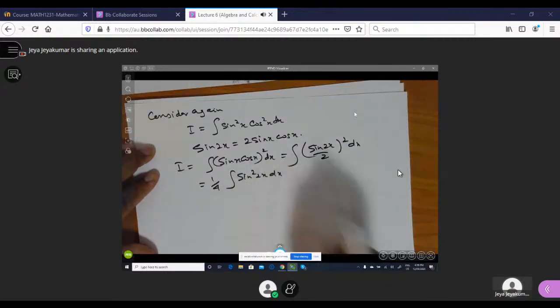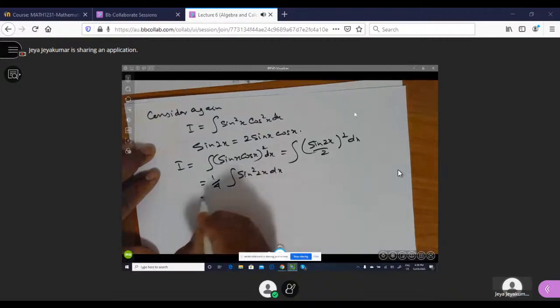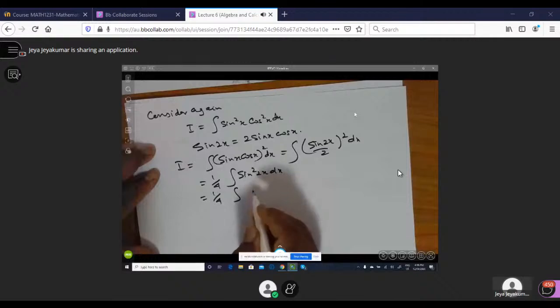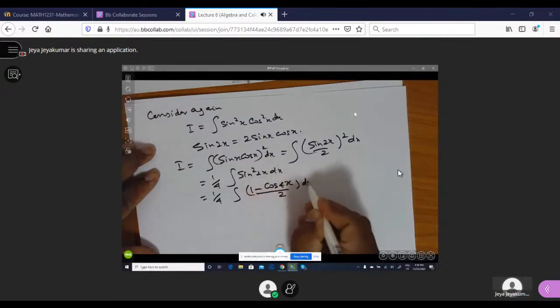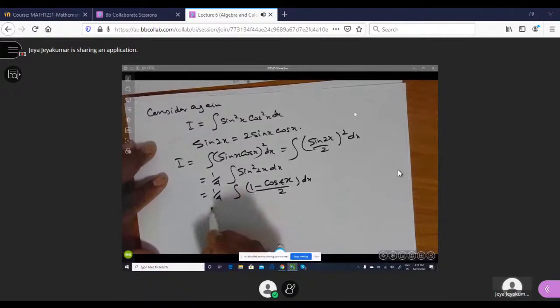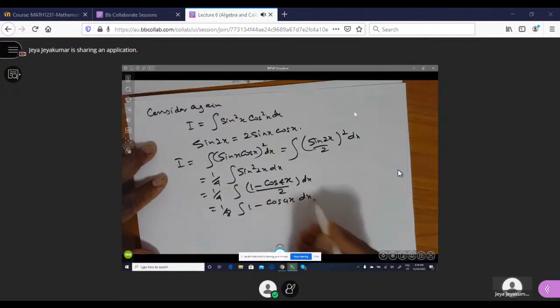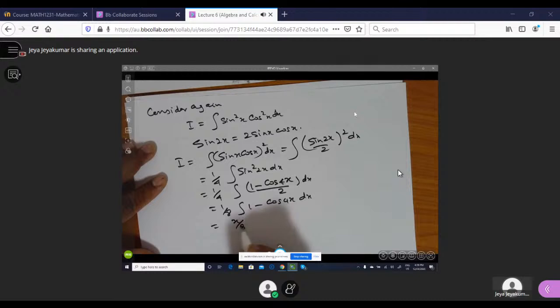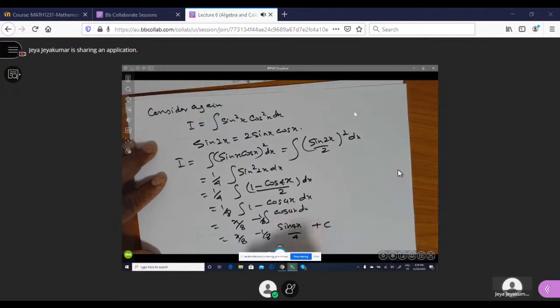We can apply the half angle formula as we did before. Sine squared theta is 1 minus cosine 2 theta on 2. If you apply this formula with theta equals 2x, you get 1 minus cosine 4x on 2. So that gives you 1 on 8 times 1 minus cosine 4x. That's a simple integral to deal with. So that is x over 8 minus 1 on 8 sine 4x on 4 plus c. That's exactly the answer we got before.